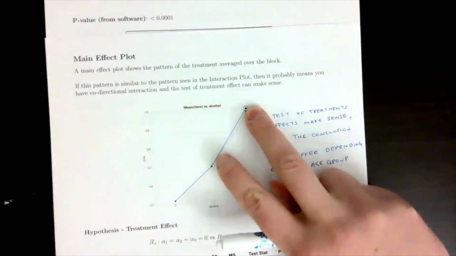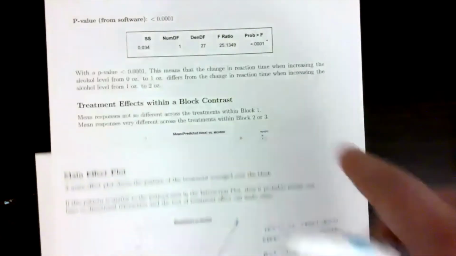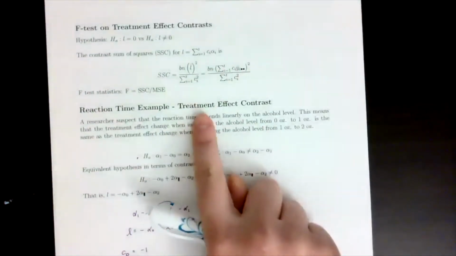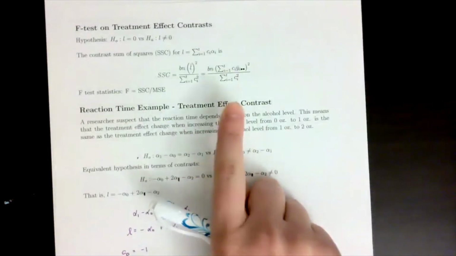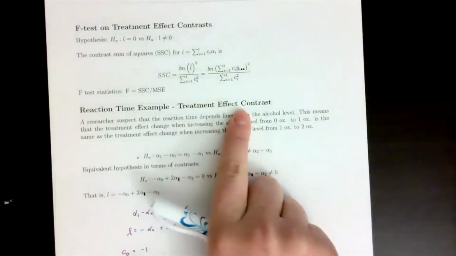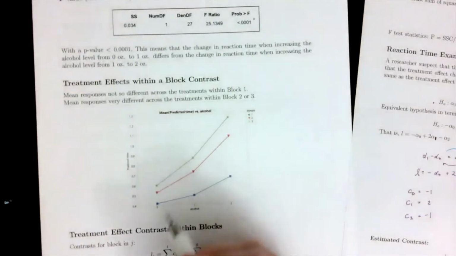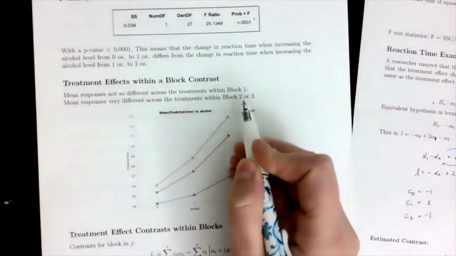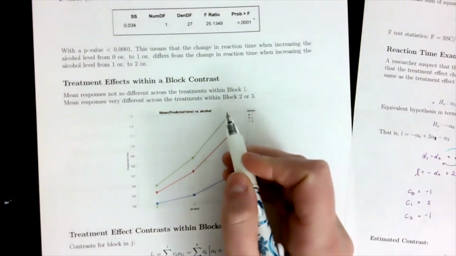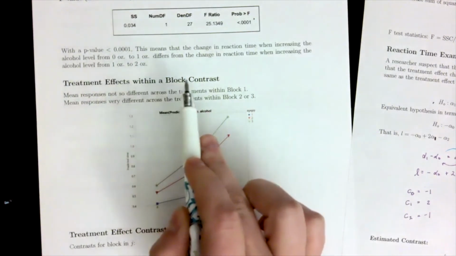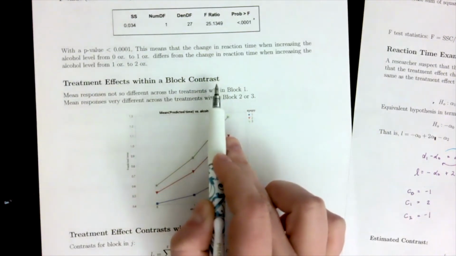Now again, remember the caveat. When we talk about just the test of treatment, because this was just looking at the treatment effect, just because the treatment effect contrast in this specific case was significant, it does not mean that within the blocks we will be significant. And so that leads us to this next test, where we're going to look at the treatment effect within a block contrast.